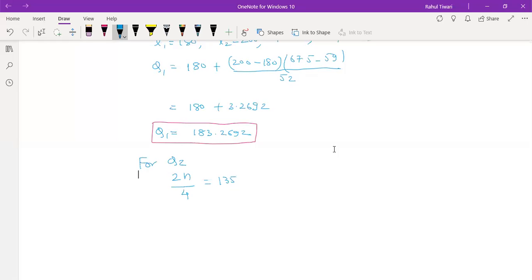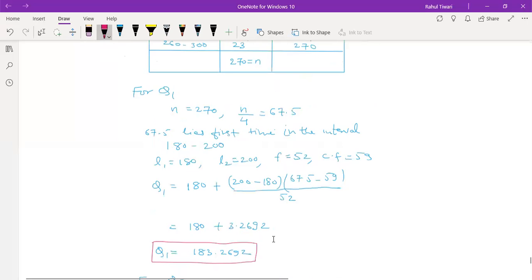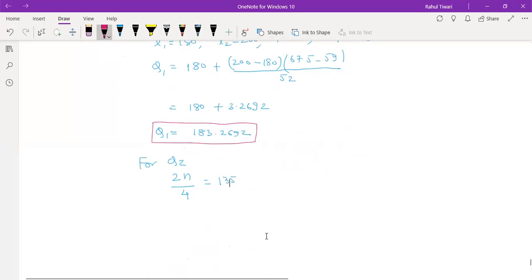So now 135 will occur in which interval? Is it this interval? Is it the next one? You can put a rectangle box there, mark something like that so that you can identify that interval. So you can write that 135 lies, first time, in the interval 200 to 220, and hence one can get it done.